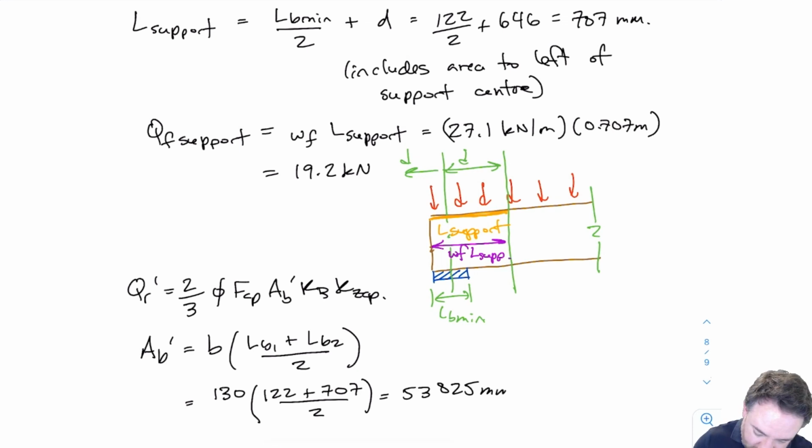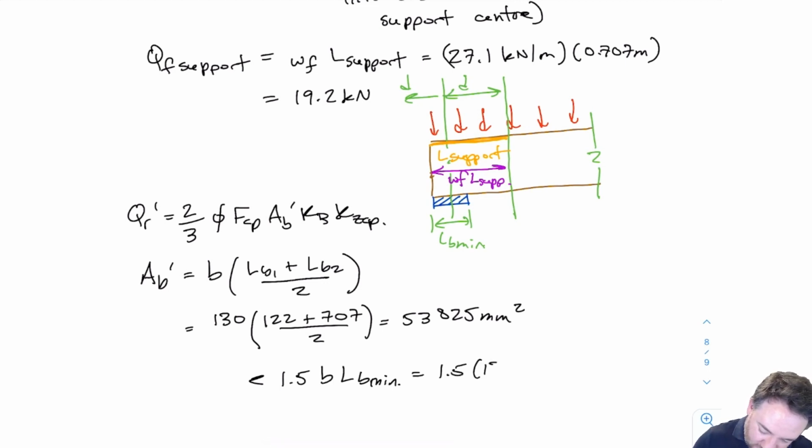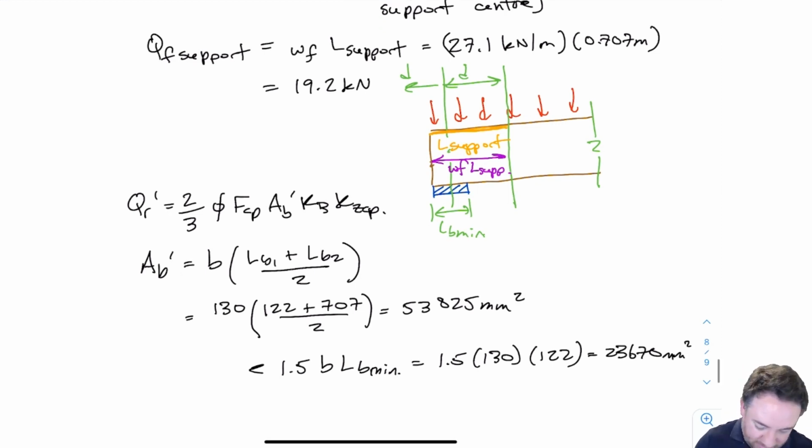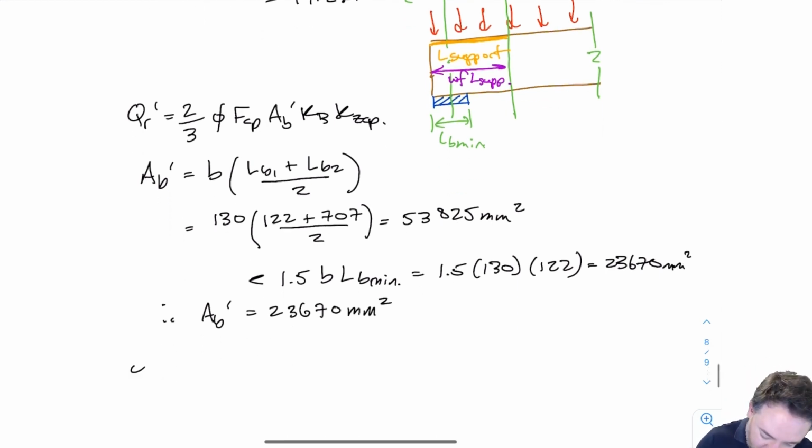53,825 millimeters squared, but we have to make sure that that is less than or equal to 1.5 times b times LB1, which is LB min, which equals 1.5 times 130 times 122, which equals 23,670 millimeters squared, which is quite a bit less than the Ab prime. So therefore, Ab prime is capped at 23,670 millimeters squared. Okay, good. So now I can do my Qr check.